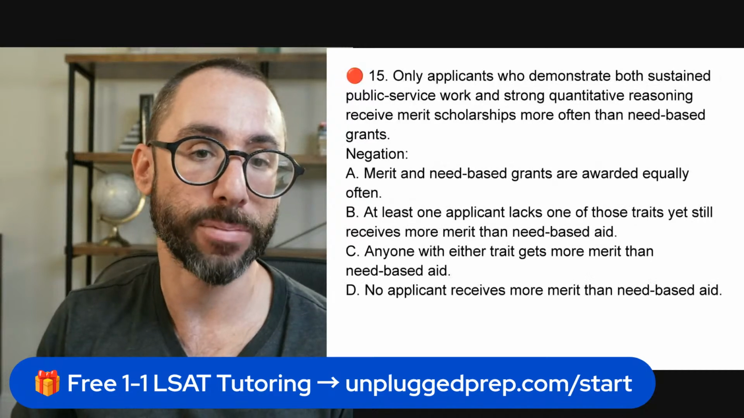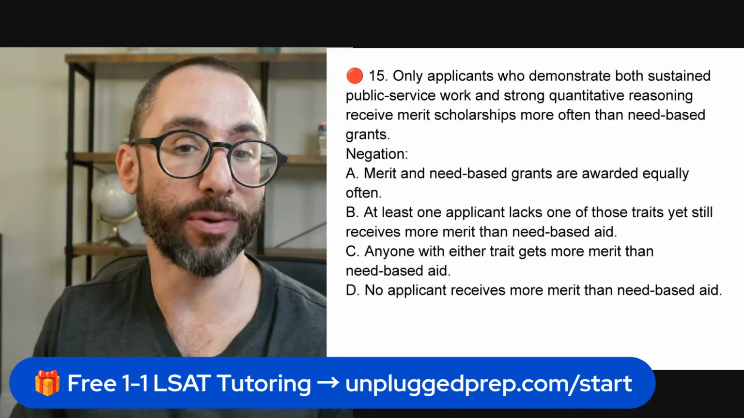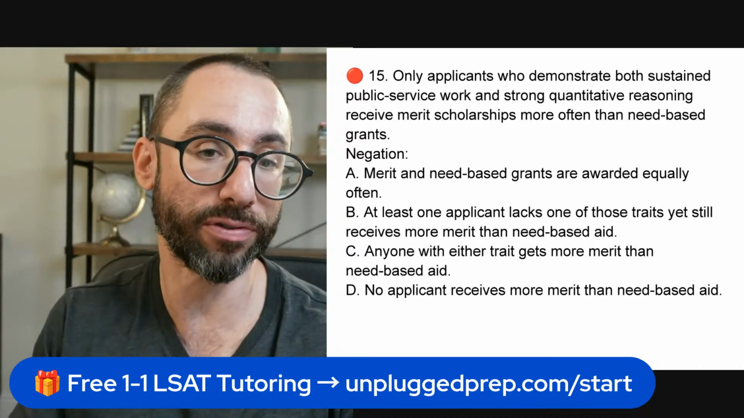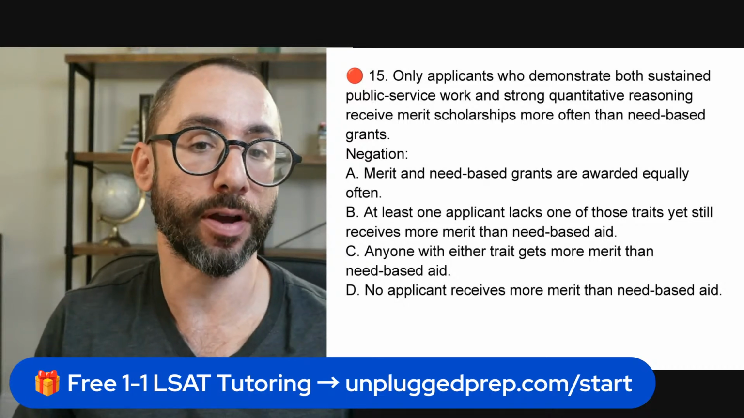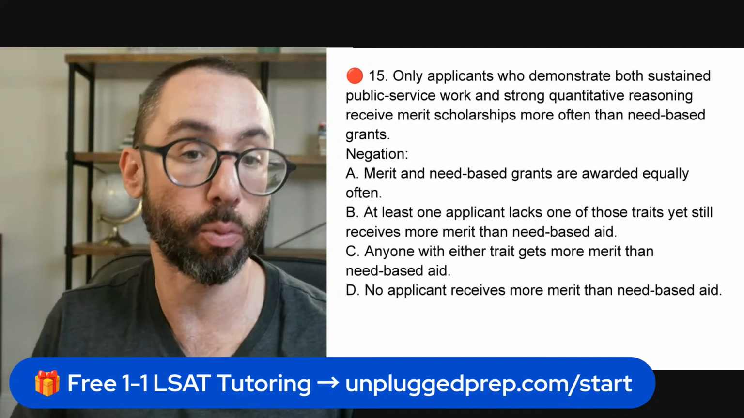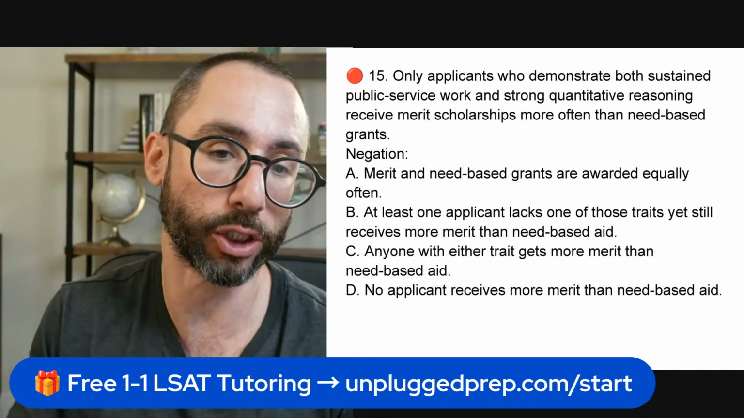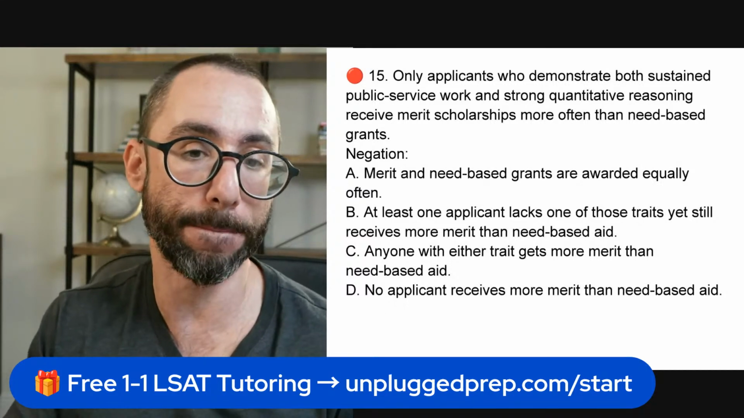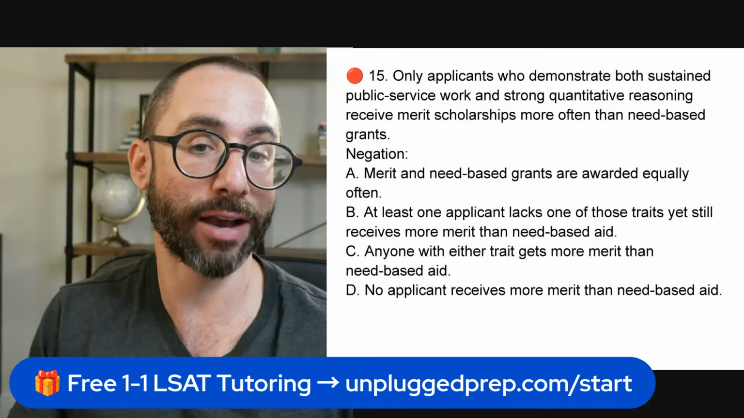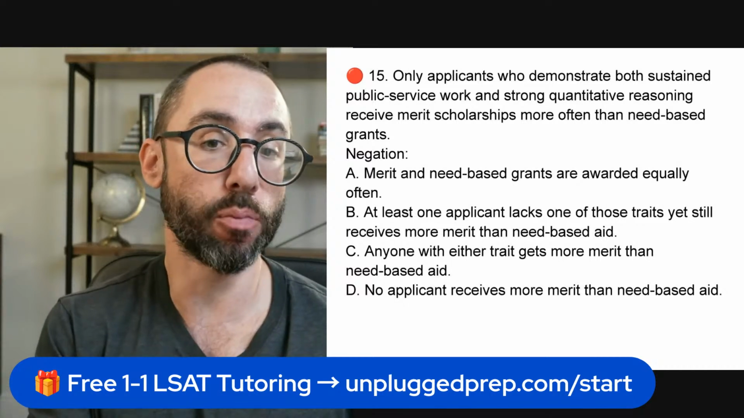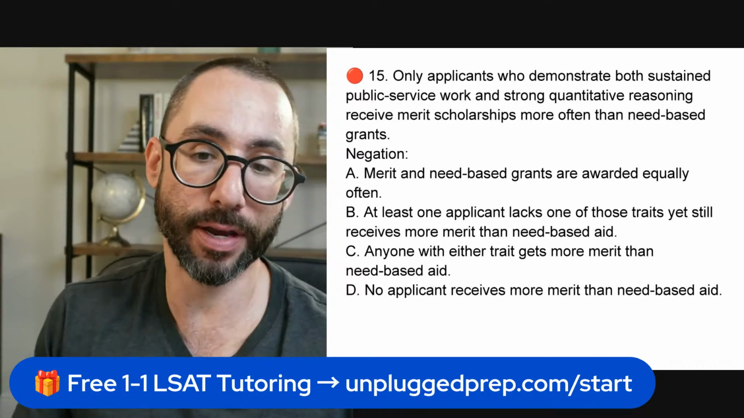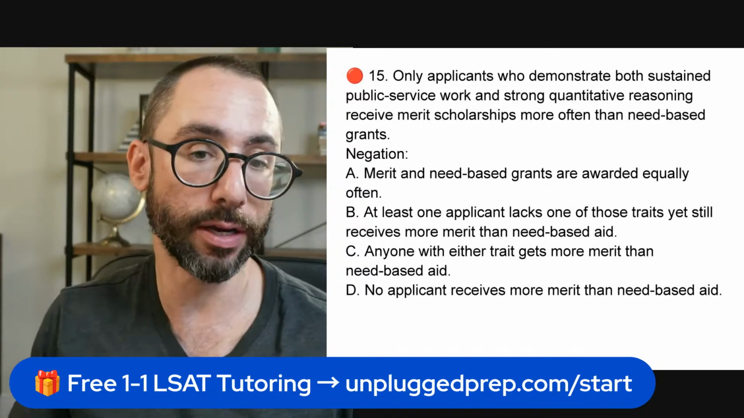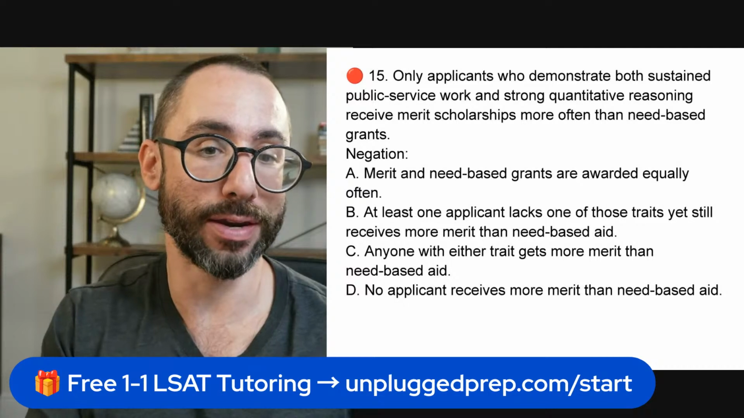Well done, folks. Number 15, only applicants who demonstrate both sustained public service work and strong quantitative reasoning receive merit scholarships more often than need-based scholarships, more need-based grants. What's the negation? A, merit and need-based grants are awarded equally often. B, at least one applicant lacks one of those traits, yet still receives more merit than need-based aid. C, anyone with either trait gets more merit than need-based aid. Or D, no applicant receives more merit than need-based aid.